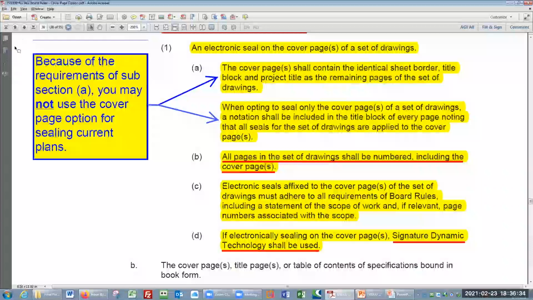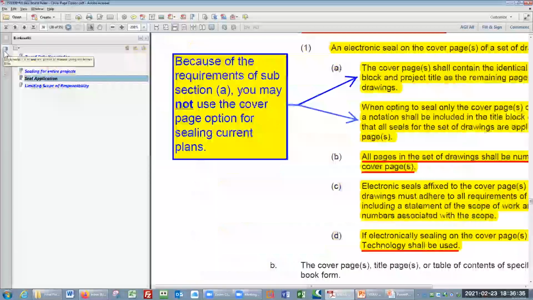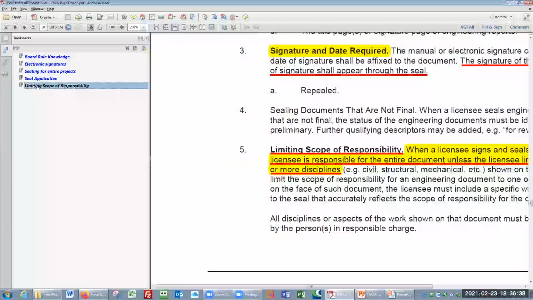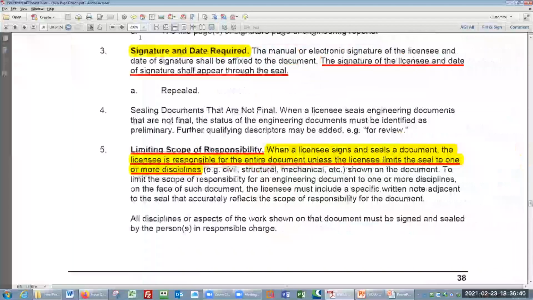Okay, on to the last page. Item 3 above, signature and date required.